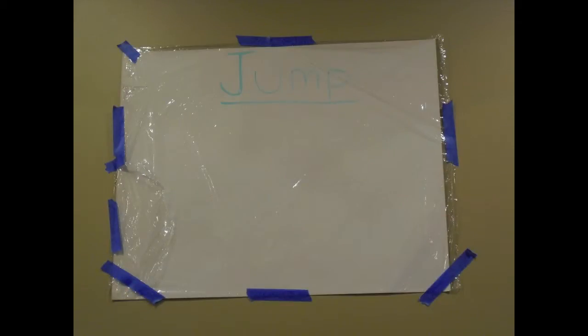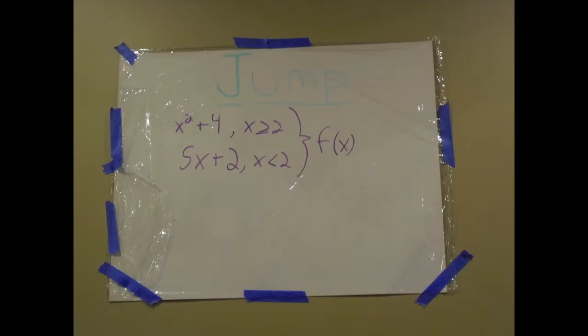A jump occurs when the left and right hand sides of a point do not match. This commonly occurs in piecewise functions. Our example for a jump is this piecewise function. When x is greater than or equal to 2, the function is x squared plus 4. When x is less than 2, the function is 5x plus 2.